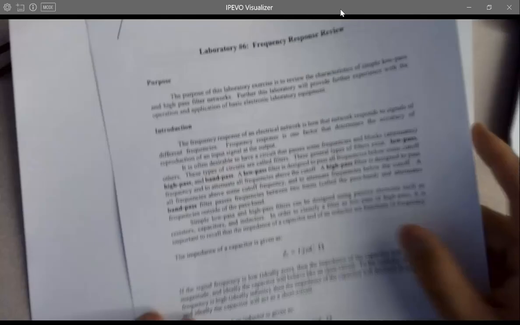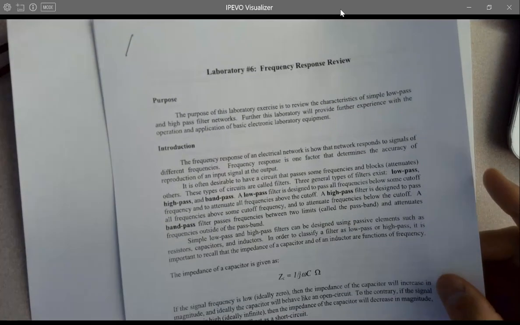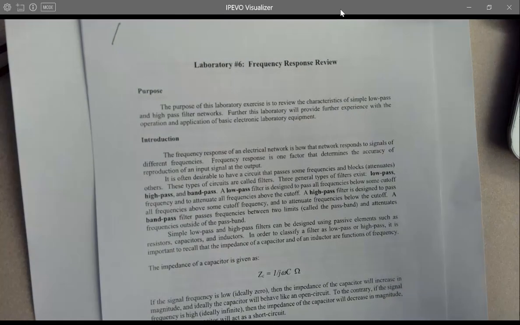Our simple nonlinear circuit. So let's talk about the goals first, what we are going to do today.